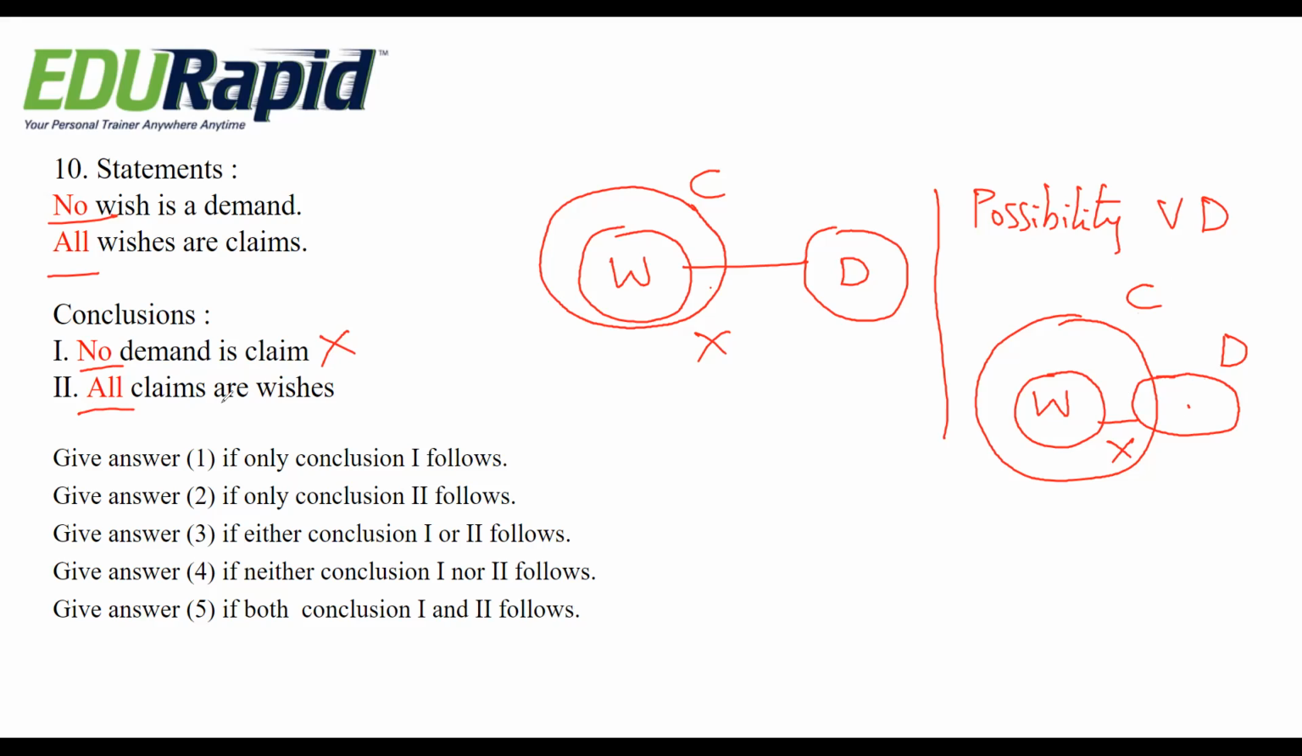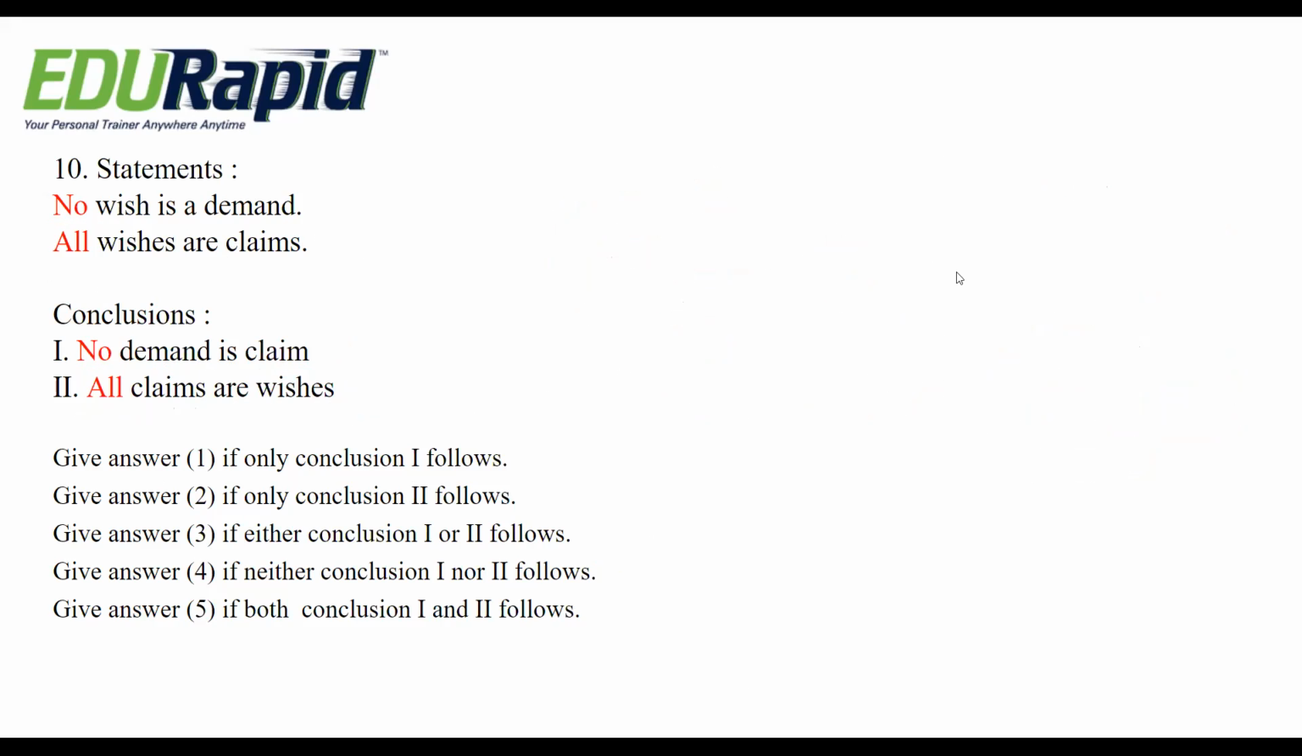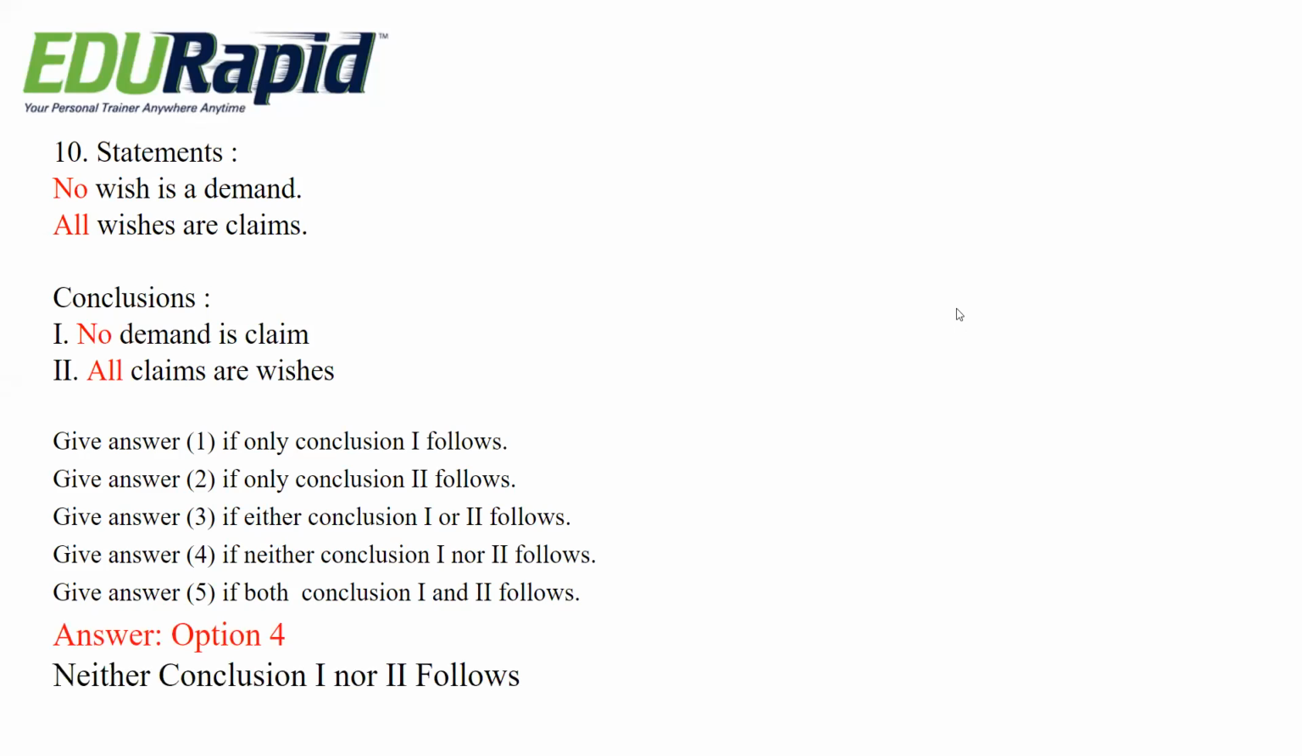And also, all claims are wishes. No, it also does not follow. Only some claims are wishes is a possibility. All claims are wishes is not possible, because in the statement all wishes are claims. Let me check for the either-or case. Both conclusions are wrong, and also the entities are different: claims, wishes, and claim and demand. So we can say that neither conclusion 1 nor 2 follows. That is option 4.